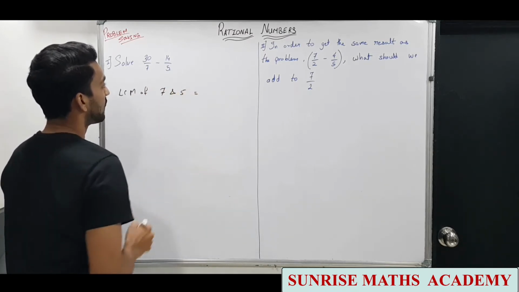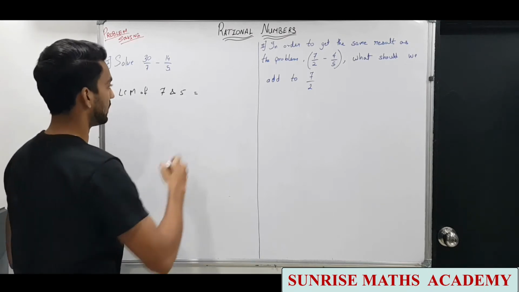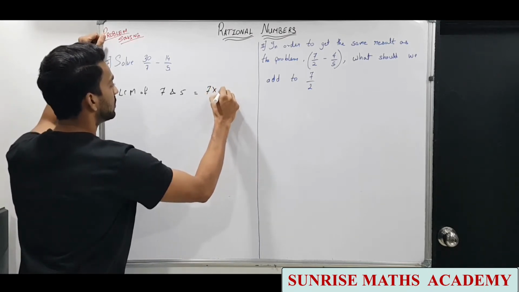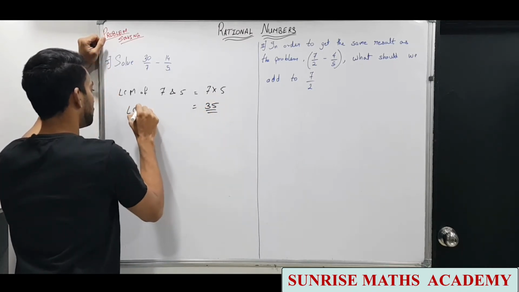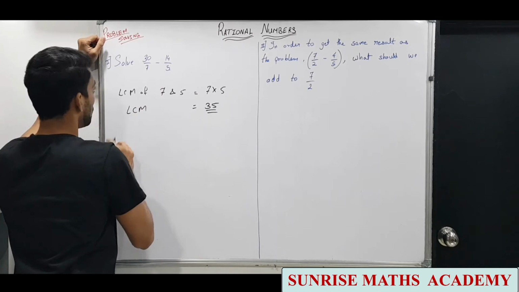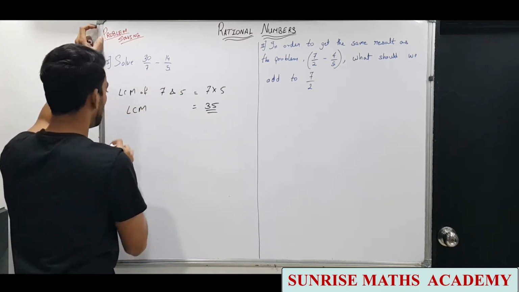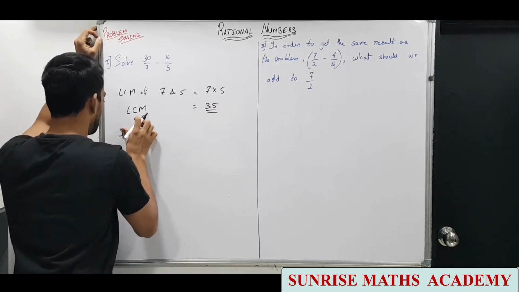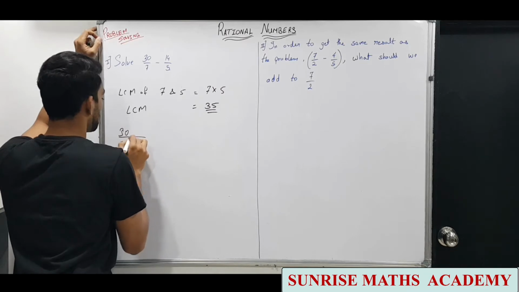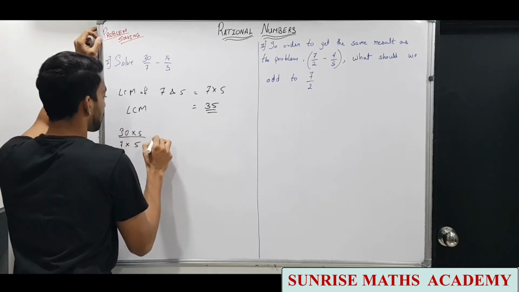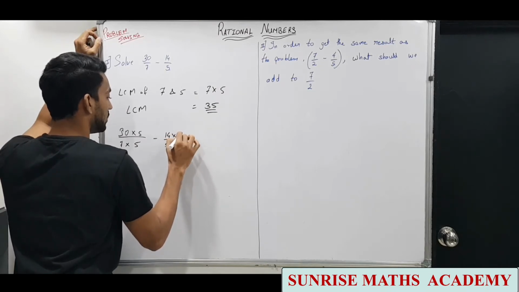Now 7 and 5 both are co-prime numbers, so we directly multiply them. 7 into 5, that is 35. LCM is 35. So in the denominator we have to bring 35. So we multiply 30 upon 7 by 5, and minus 14 upon 5, here we multiply by 7.